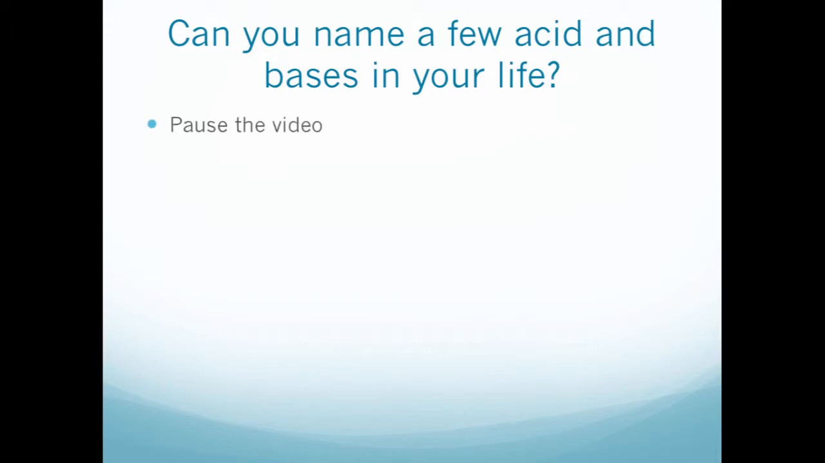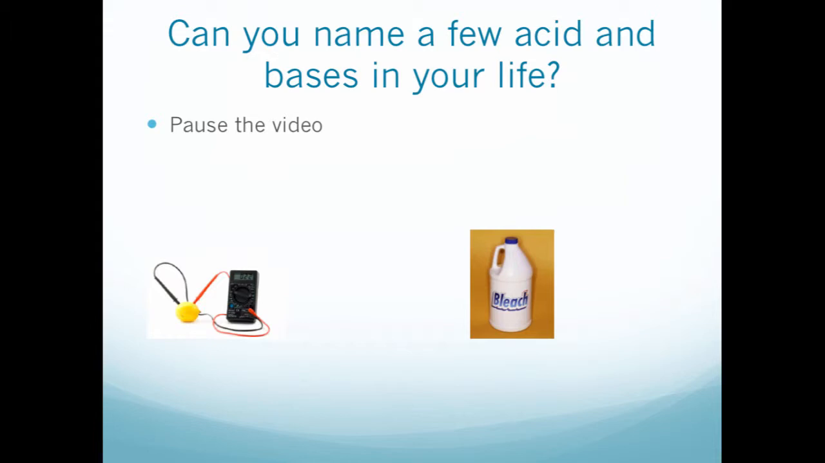So pause the video for a second. Okay, here are the acids and bases that happen in our life. Firstly, we have the lemon. Lemons are usually an acid. Bleach is usually a base as well. And here are some common laboratory alkalis that you can find in our lab as well.